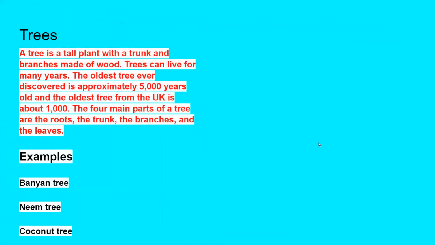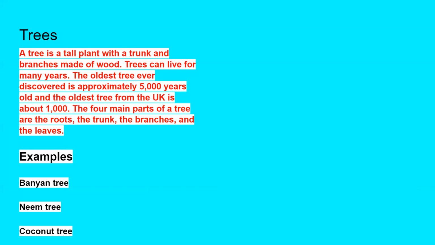Now come to the trees. A tree is a tall plant with a trunk and branches made of wood. Trees have a very thick trunk, solid and strong, and they have branches from the trunk. The trees can live for many years. The oldest tree ever discovered is approximately 5,000 years old. Look how old the trees are. Due to their strength, they can survive for a long period. And the oldest tree from the UK is about 1,000 years old.